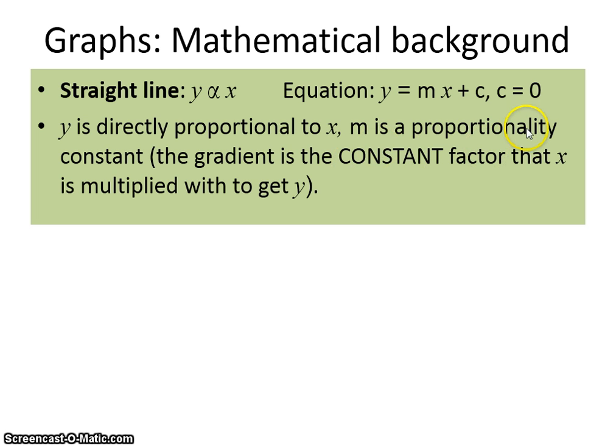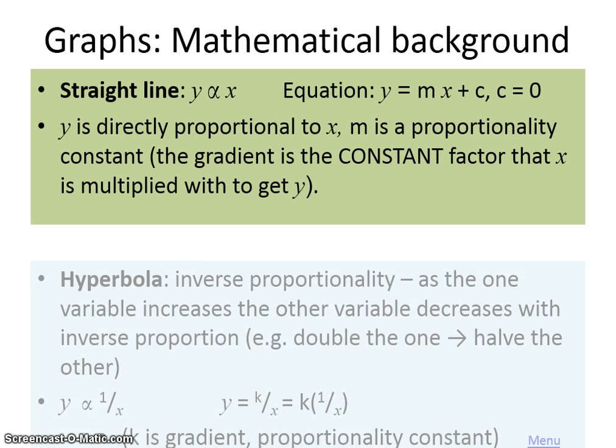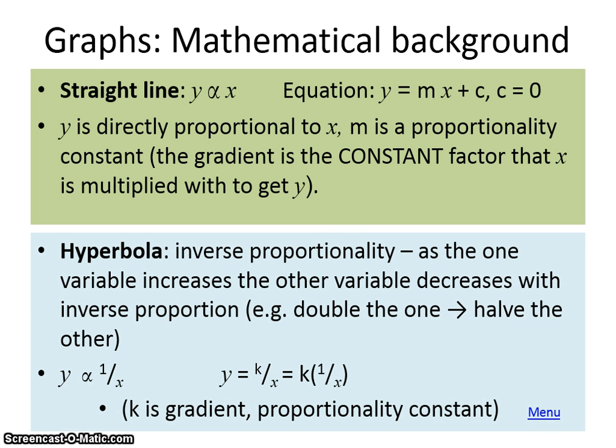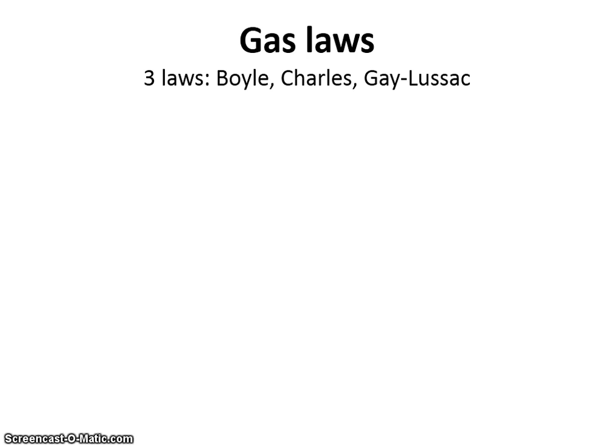Straight lines, remember that y directly proportional to x, your y equals mx plus c. And that is your direct proportionality, where m is a proportionality constant, and we called it gradient in mathematics, or the constant factor that x is multiplied with to get y. The hyperbola is your inverse proportionality. K again is the gradient of the graph, y versus 1 over x, and it's again a proportionality constant.